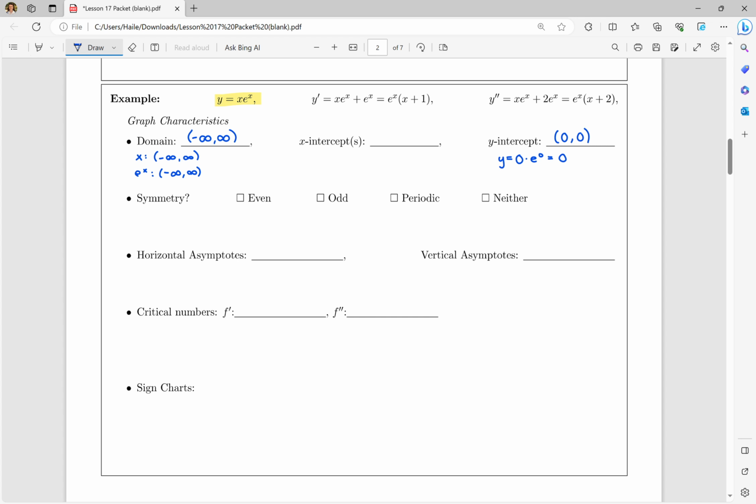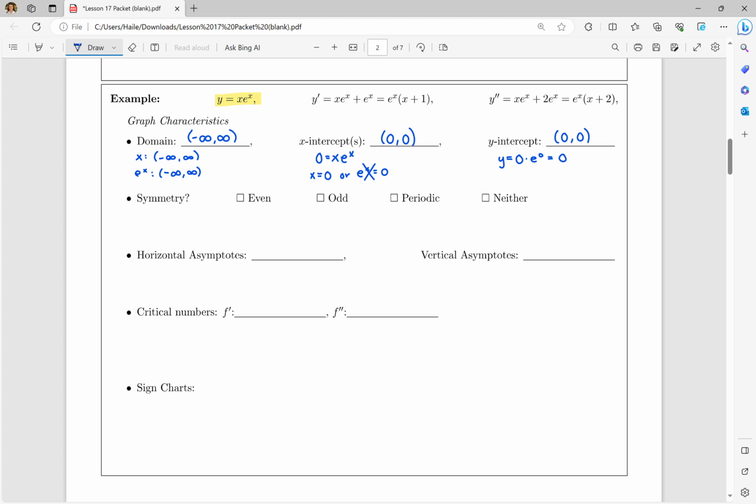For our x-intercept, we want to set y equal to 0. So we have 0 is equal to x e to the x. Since this is a product of things, that means either x is equal to 0 or e to the x is equal to 0. But if you know anything about e to the x, it never equals 0. So this one actually doesn't tell us any x values, and our x-intercept is still only 0, 0.